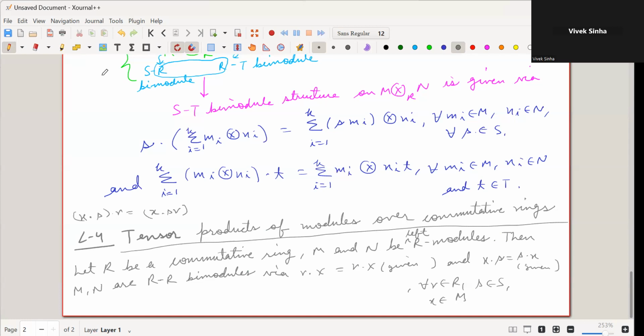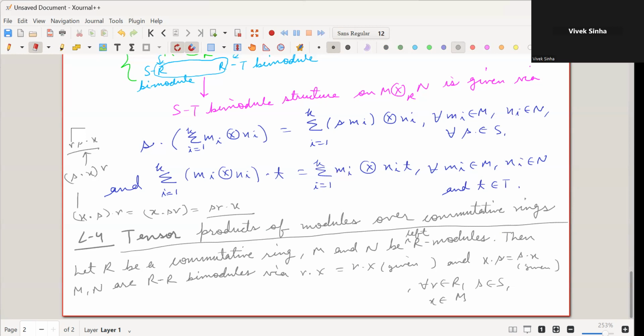But if you have this, x·s is s·x, and then from the right we apply r, so it will be r(s·x), and this by definition is (rs)·x. So they need not be the same if your ring is not commutative. But if the ring is commutative, then rs is the same as sr, this property will hold, and thus it will become a right module. To ensure this property, we need the commutativity of the ring.